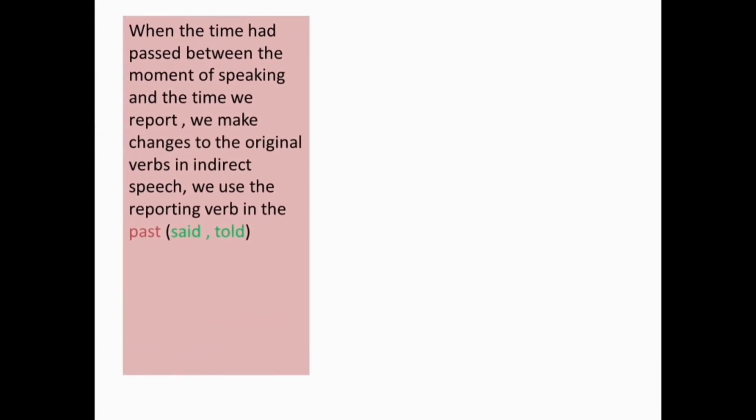When time has passed between the moment of speaking and the time we report, we make changes to the original verbs in indirect speech. We use the reporting verb in the past. Say, the verb to say, becomes said in the past. Tell becomes told. Let's see the example.